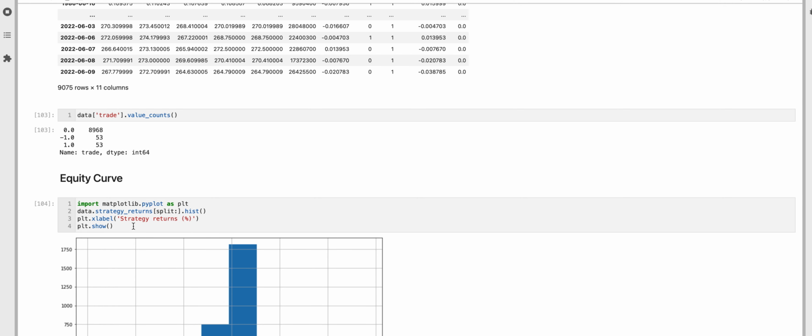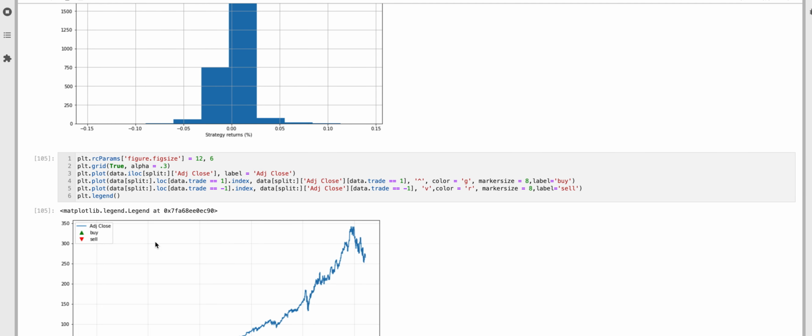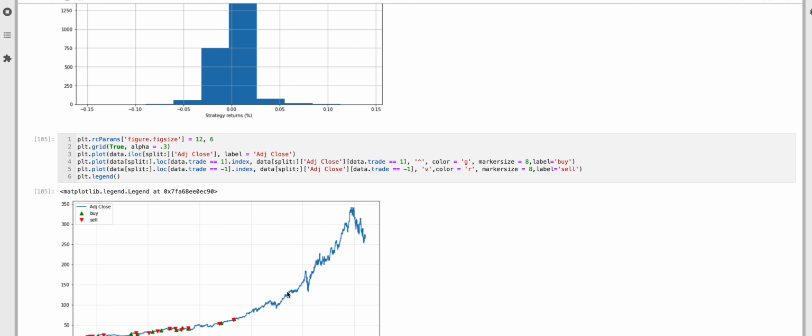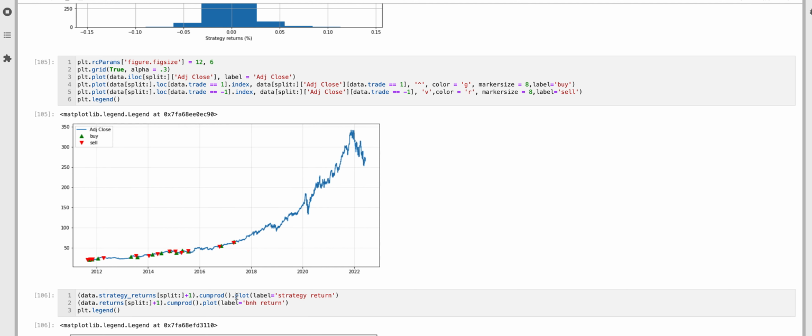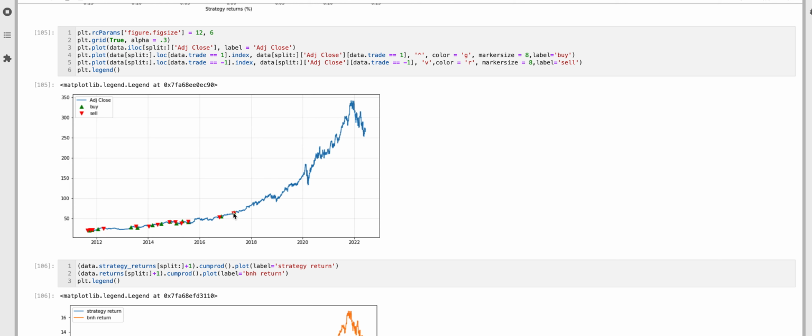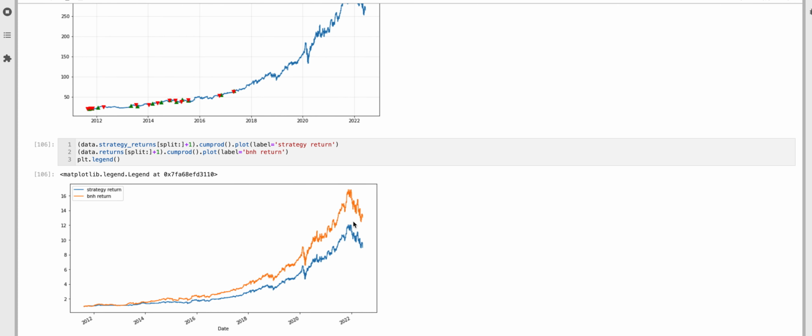Next, we plot the histogram of the strategy returns and also overlay the buy and sell on the stock price. Again, you can see that most of the trades happen on the training data. There's hardly any trades on the testing data since 2017. So after 2017, this model practically just holds the stocks. That explains why the strategy returns is very similar to the buy and hold return.